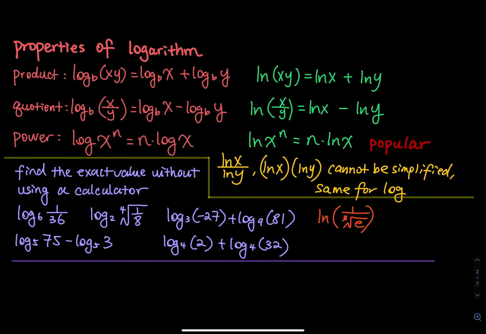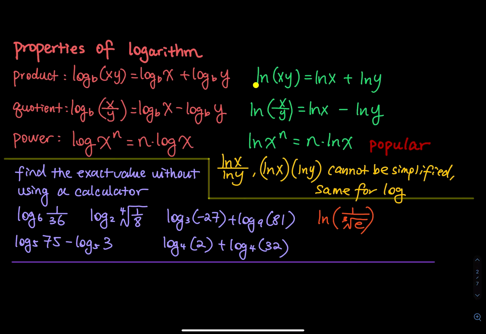For natural log, we have something similar. ln of x times y equals ln x plus ln y. For ln of x divided by y, we change the plus to a minus. And then the most popular one, the power rule: ln of x raised to the n, you bring the n down to the front. Once again, this is extremely popular in your future math classes.